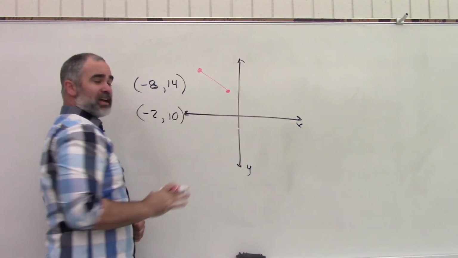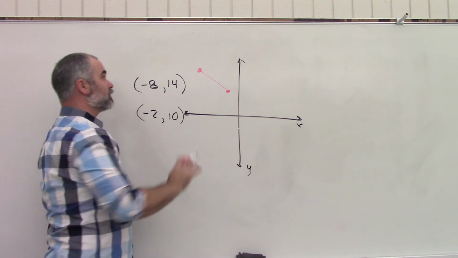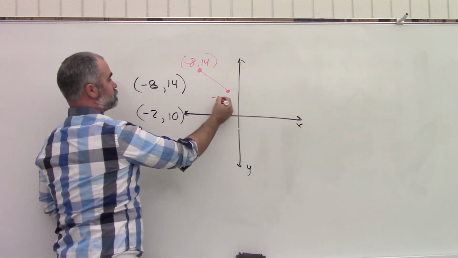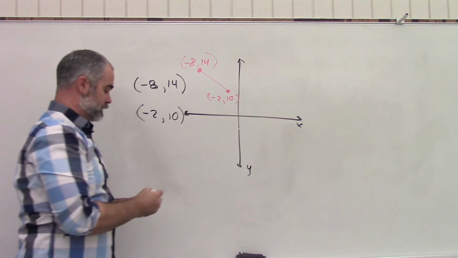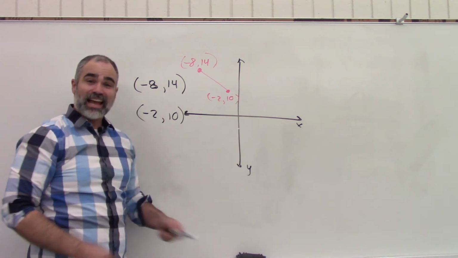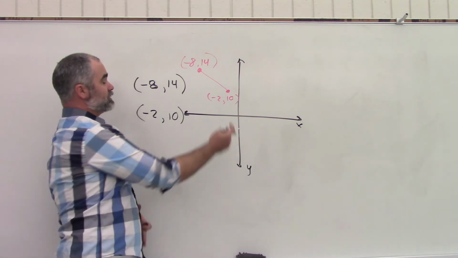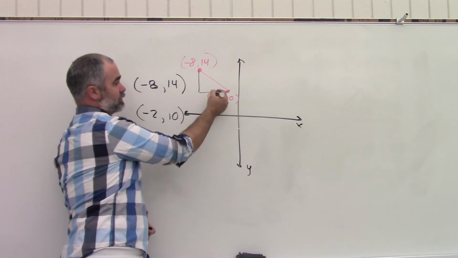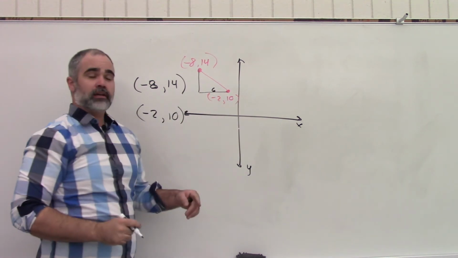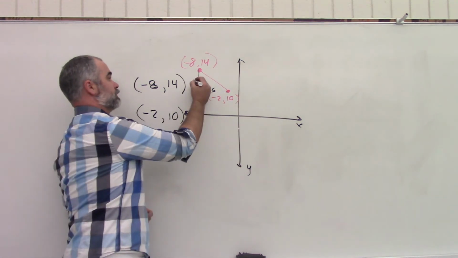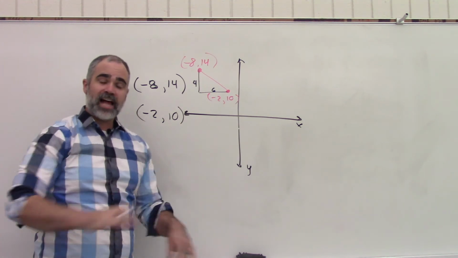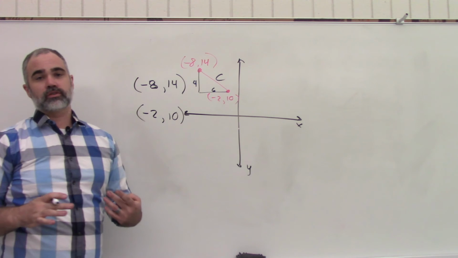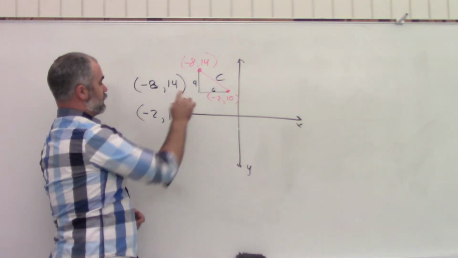And there we go. And I might even label these if I'm really getting detailed, but you don't even have to do that if you don't want to. I've got my labels. Now let's just see how far I go. What's the distance between negative 2 and negative 8? That's 6. How about 10 and 14? That's 4. That's all you need. Now you can find your hypotenuse. Just look for those distances. And that's all you need to do.